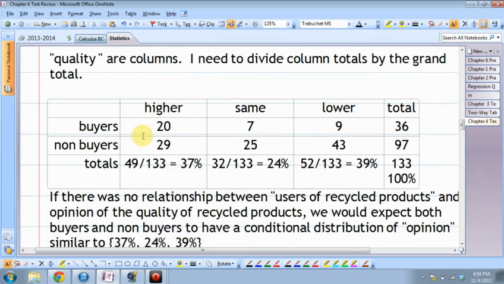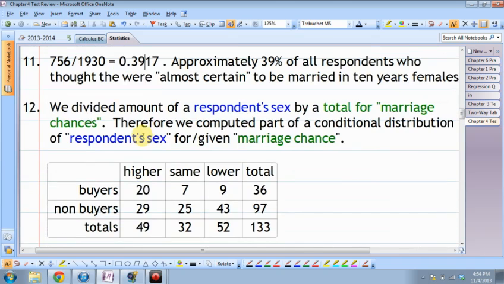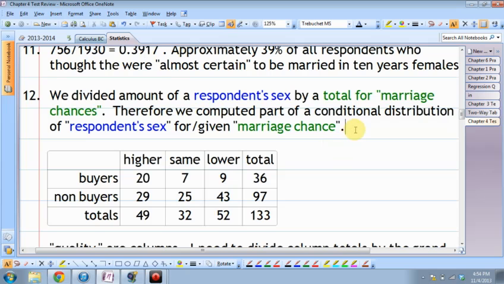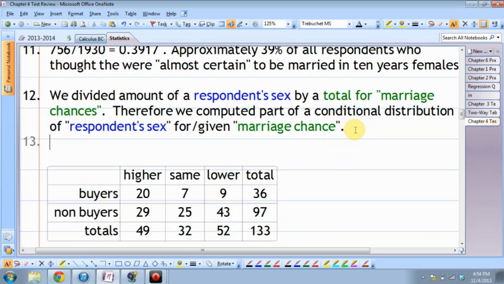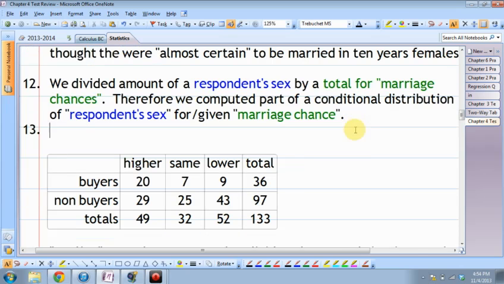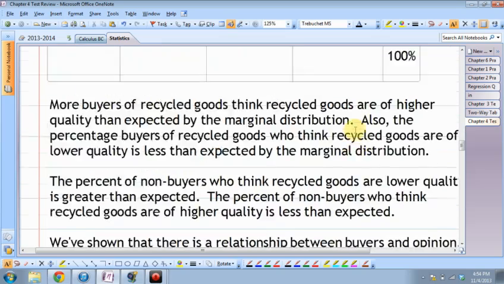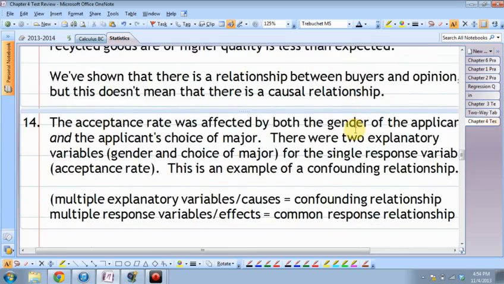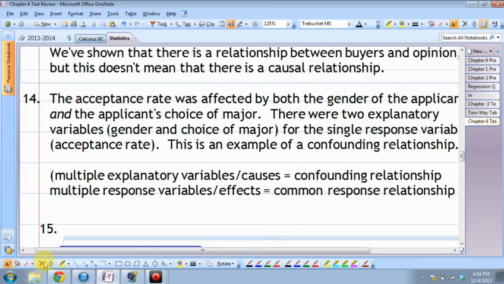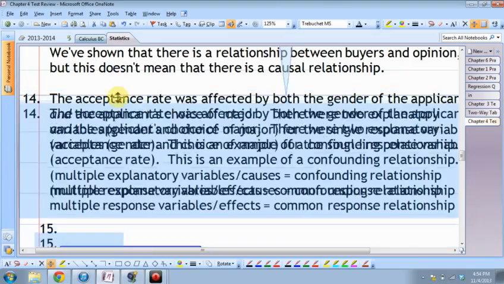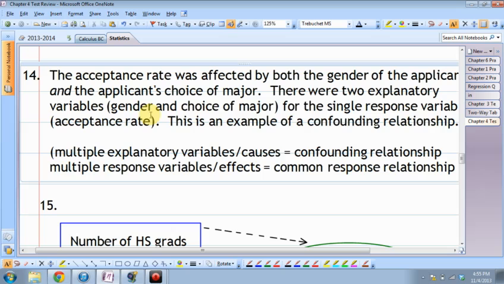Okay. 13 we just did, right? Alright, so that's 13. Let's look at 14. Okay, 14. Admission records at Berkeley were kept in 1973. They discovered a lower admittance rate for females when compared to their male counterparts.